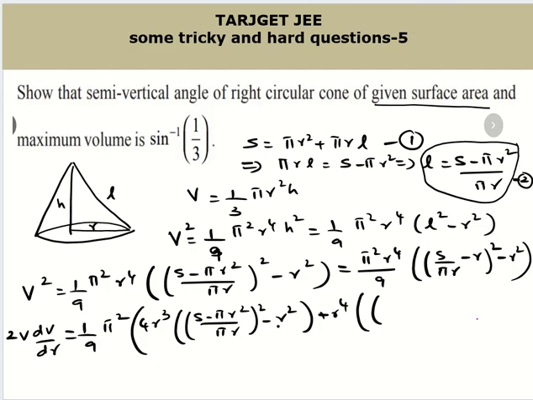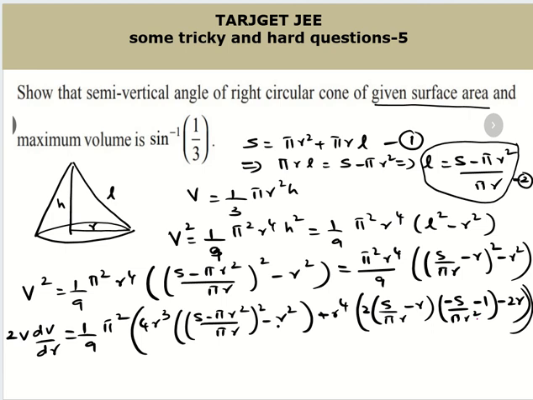So we'll have r power 4. The derivative of this is going to be 2 times S by pi r minus r, the whole power 1, into the derivative of S by pi r. S by pi is a constant. The derivative of 1 by r is minus 1 by r square, minus 1. This is the derivative of this term, minus 2r. This is going to be the derivative.